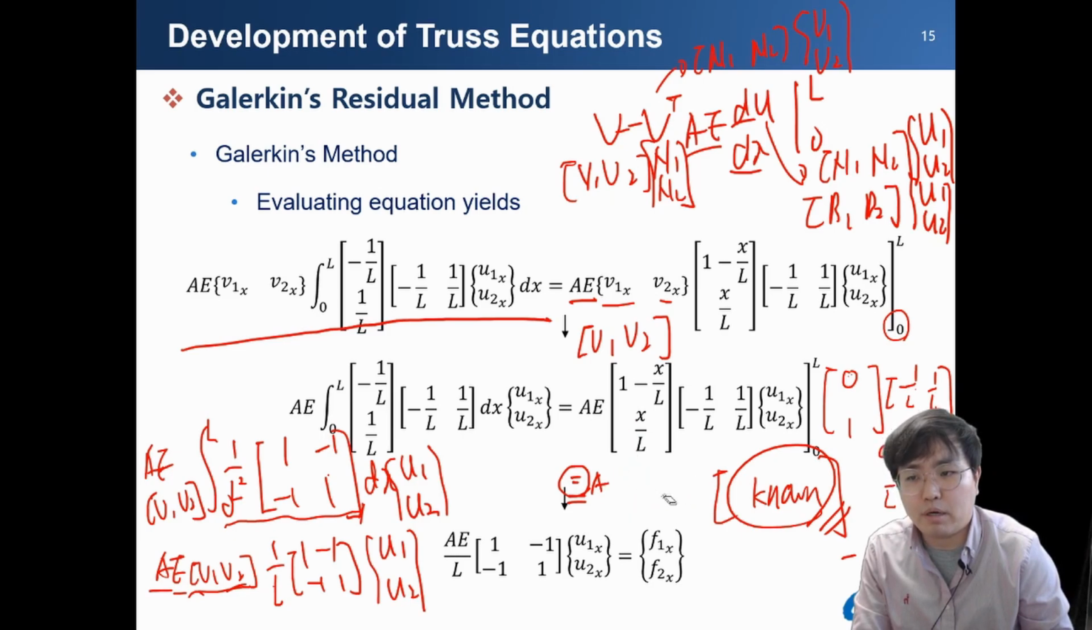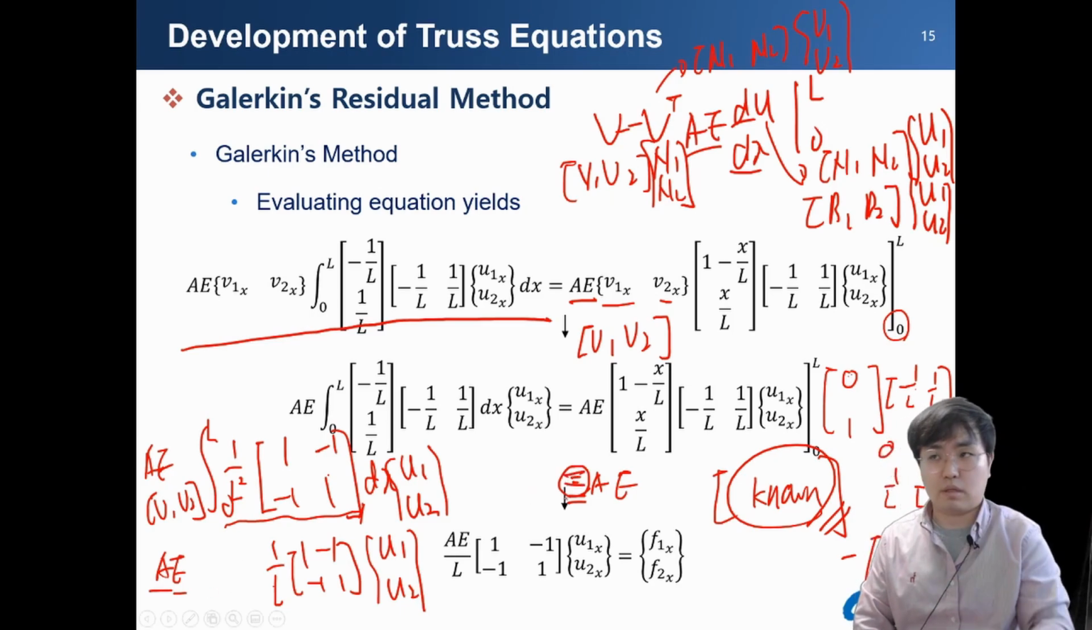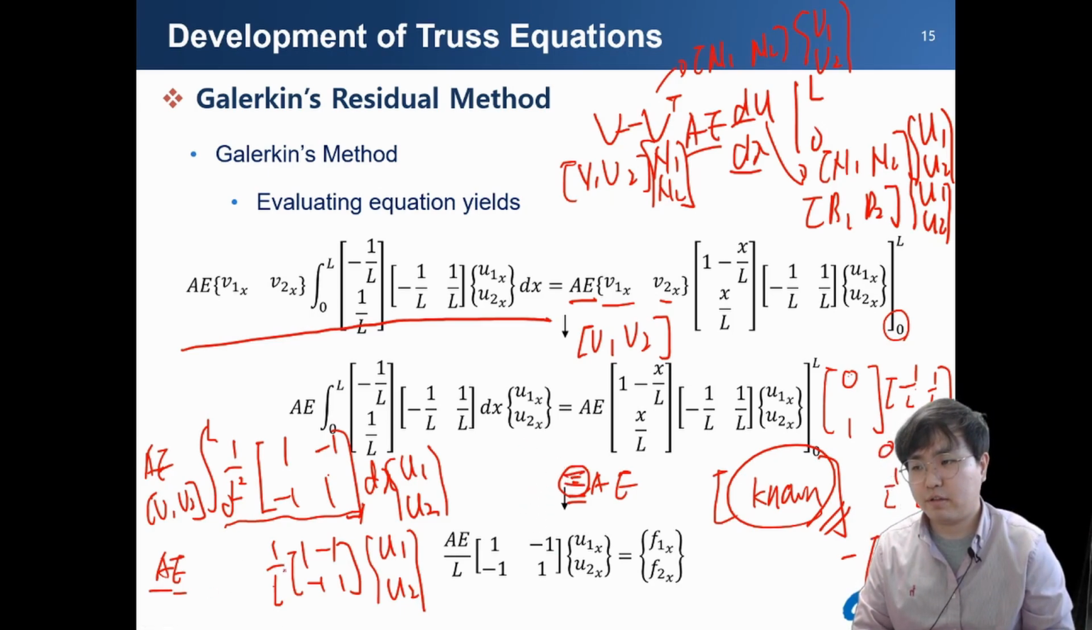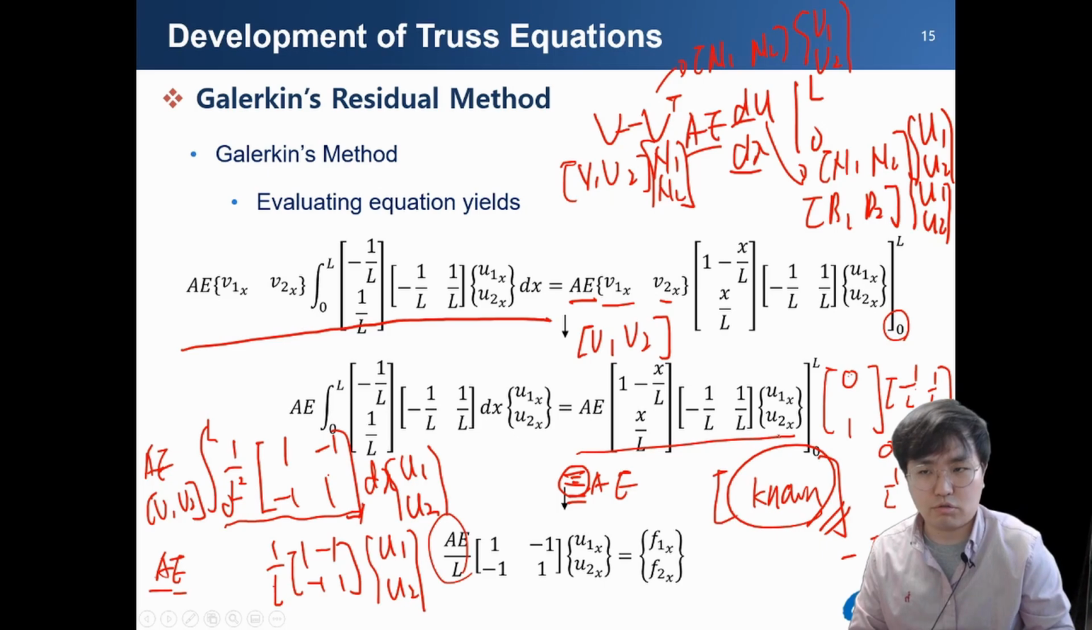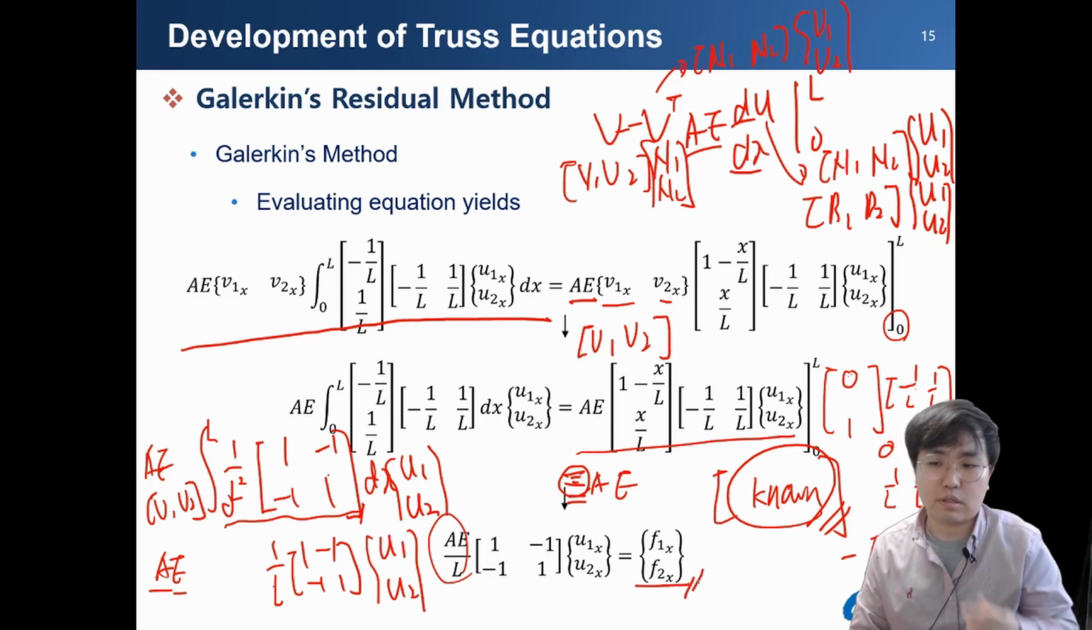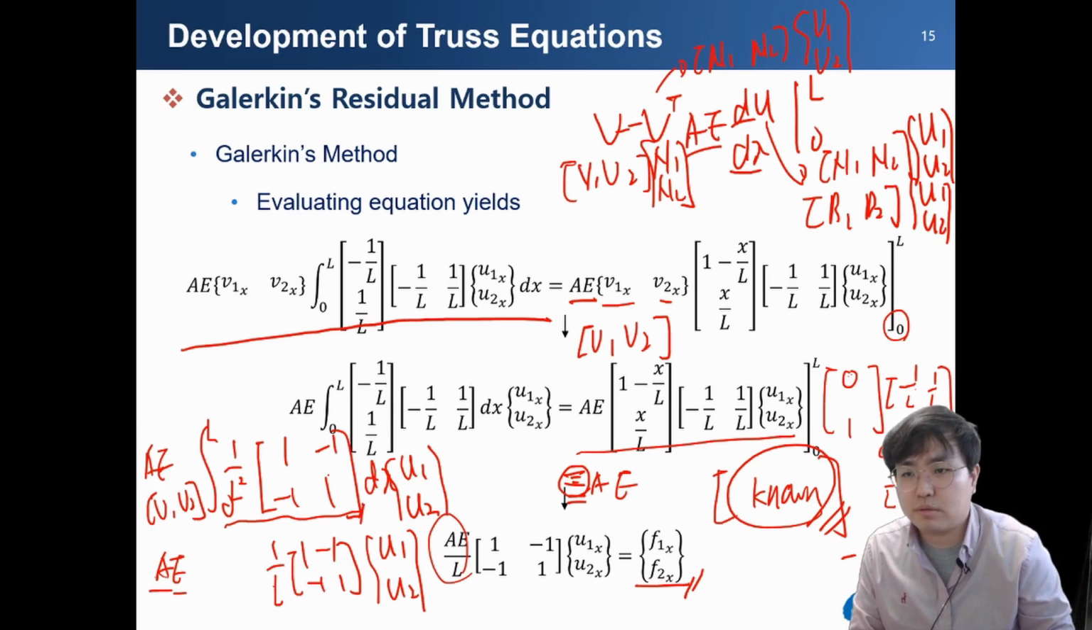The remaining part must be equal. So finally, for the remaining part, let's check AE over L, the 2 by 2 matrices, and u1 and u2. The right-hand side I do not conclude in detail. This part is equal to the force vectors. Next time I will show you a better form.